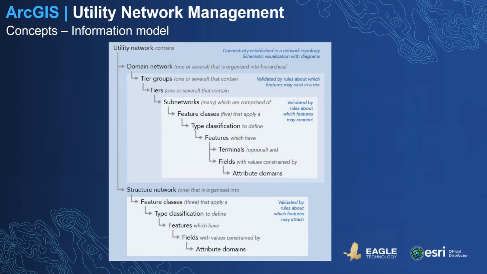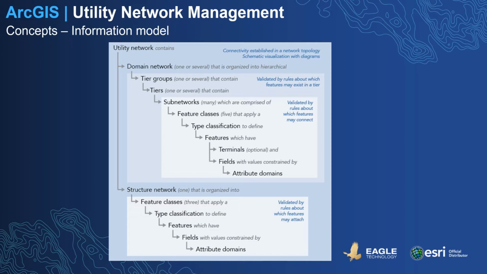Okay, so this diagram is a top-down look at the information model. The domain network is what your commodity is carried through. So this is your connected power, water, gas, or your telco network. Your domain network can then be further defined into tiers, like partition tiers in an electric network, which are sequential in nature, so you can model generation, transmission, distribution, and low voltage.